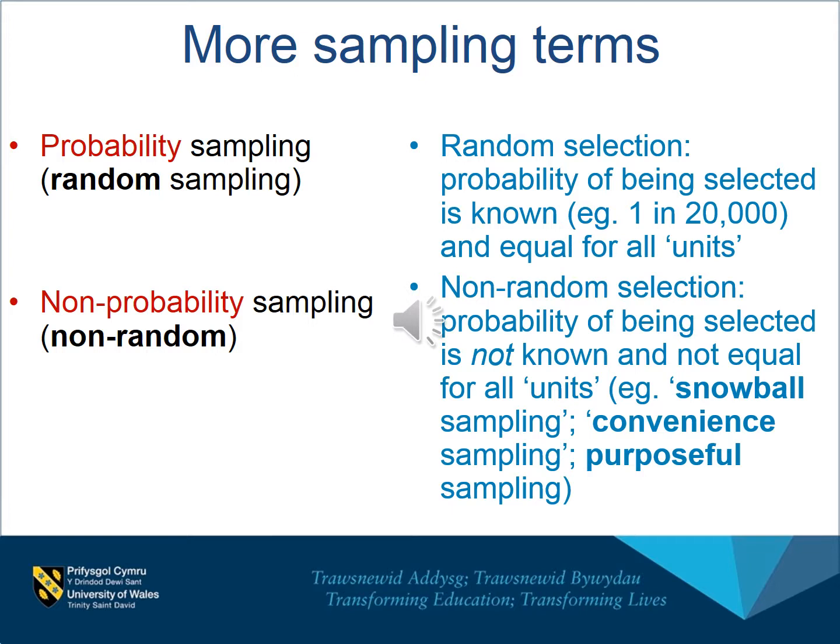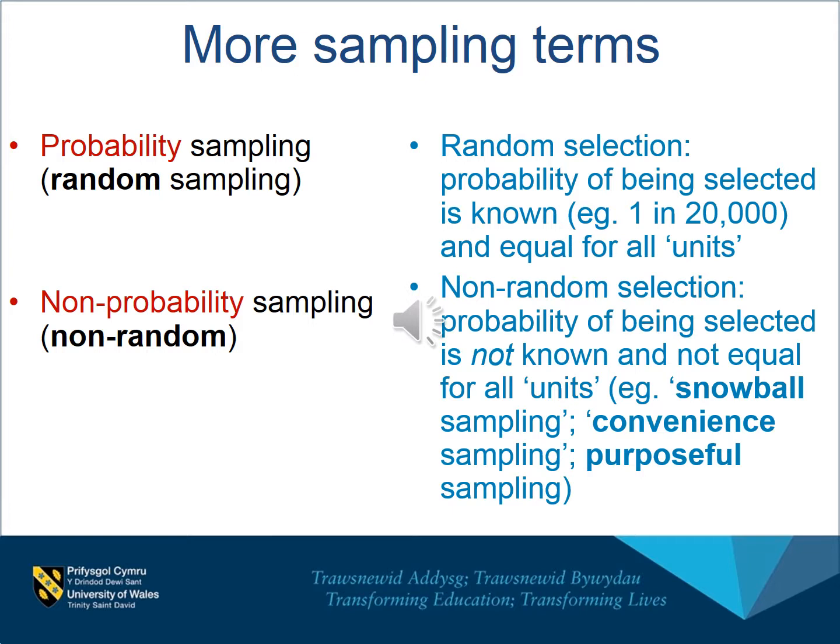So for example, convenience sampling is where you sample in a convenient place. You're giving out your questionnaires outside a particular shop, for example. Purposeful sampling, let's say you have a survey of people with arthritis. Well, you need to survey people with arthritis. You need to purposely find them.